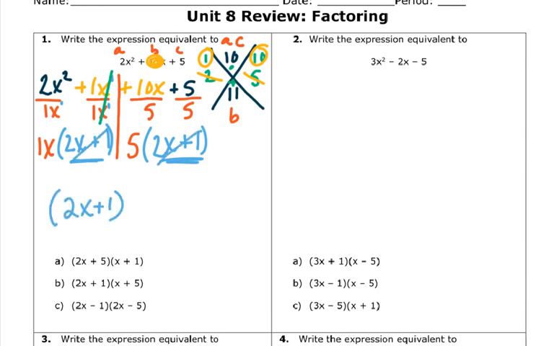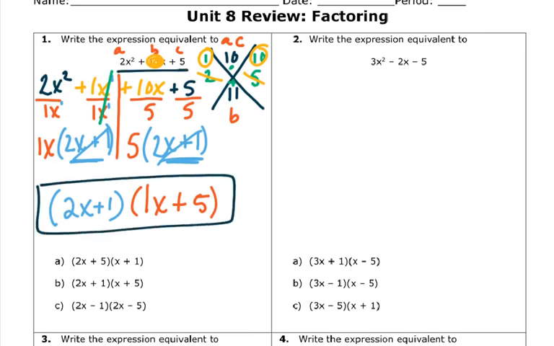So I can take those out because they're in both. So now my leftover is just a 1x and a positive 5. So those get to go together. So this is the factored version of this original trinomial. So if you look at your answer choices, 1x plus 5 is the same as just saying x plus 5, same. So the correct answer choice is B. 2x plus 1 and a 1x plus 5.